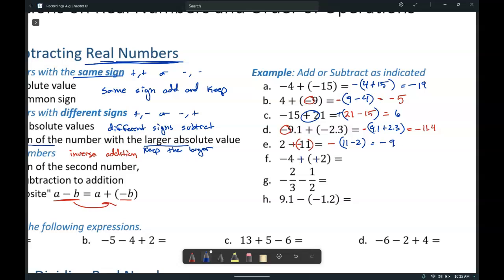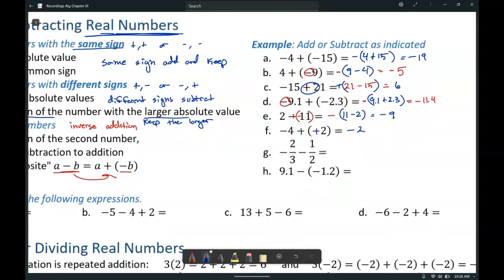We add the opposite, and so then we have negative 4 plus 2. Different signs, subtract and keep the larger. With our fractions, we just need to make sure we have our common denominator. In this case, we would have a common denominator of 6, so we want to rewrite this as negative 4/6 minus 3/6. We change this to adding the opposite, and then we add our numerators, negative 7/6. And then we add the opposite, and we get a nice straightforward addition, which gives us 10.3.